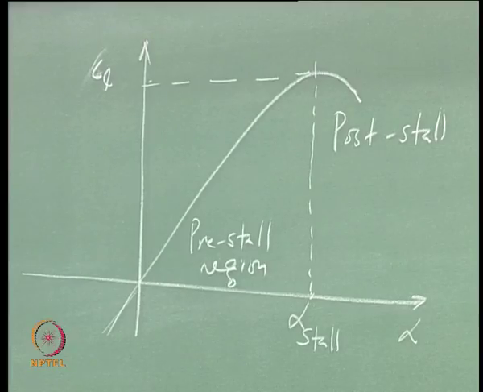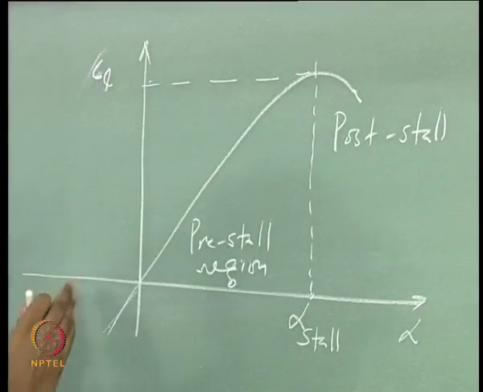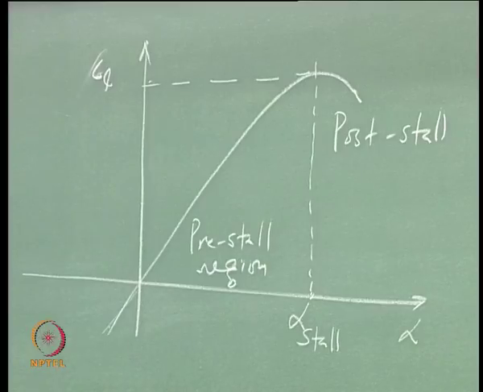So, in order to derive maximum efficiency from our wing in terms of producing lift, what we would want to do in normal flights is to fly in this pre-stall region, where we can keep changing angle of attack and keep getting an increase in lift.